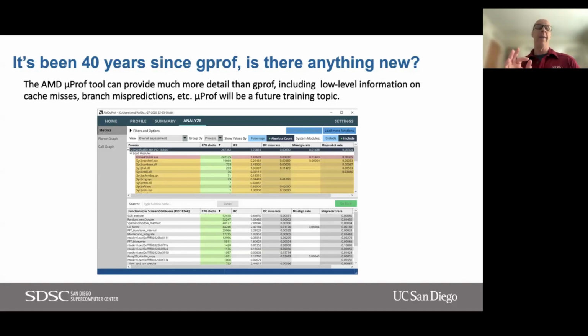Now, one of the drawbacks to uProf is that it is proprietary. You're only going to be able to use that if you're running on AMD processors. If you're working with Intel processors, there's a tool called VTune. And if you're working with NVIDIA GPUs, there's a tool called Insight.